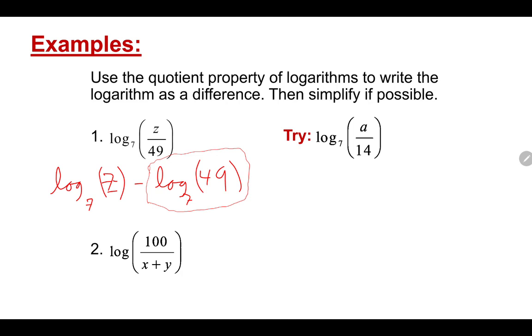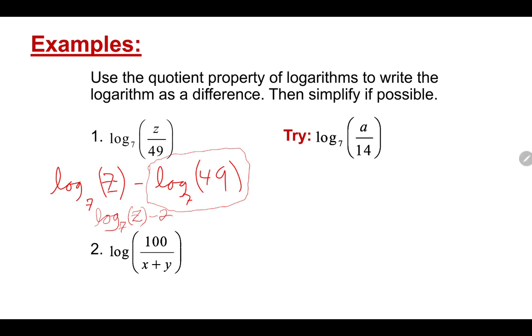7 to what power is going to be equal to 49? And that would be 2. So this really becomes log 7 of z minus 2. Okay, so it's nice when we can simplify it. Don't always believe you will, but it is nice when you can. And that can help you in the solving processes as you're doing these.